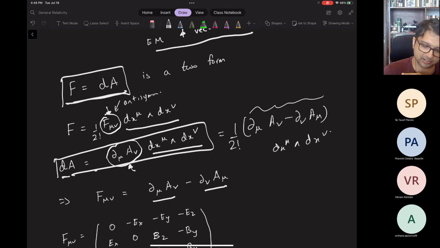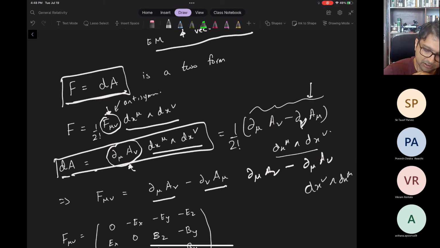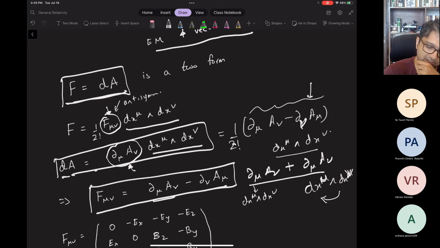Why was I justified in doing this? Well, because I can always swap the mu nu indices. In the second term, I can swap the mu nu indices in the summation and relabel them, but now it would multiply dx nu wedge dx mu, whereas the first term multiplies dx mu wedge dx nu. Now I exchange the order of dx mu and dx nu here, which gives me a plus sign, so this would be dx mu wedge dx nu. Then I get a factor of 2, which cancels with the factor of 2 in the denominator. So that's how F mu nu is equal to partial mu a nu minus partial nu a mu.